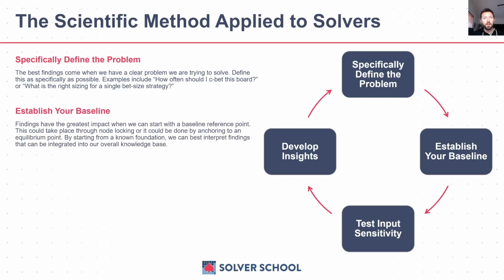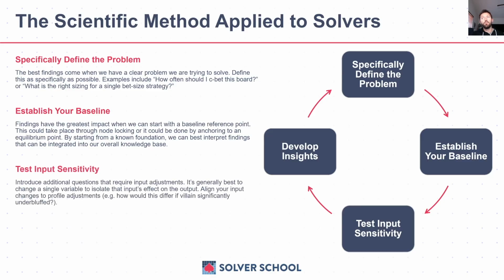The next step would be to establish your baseline. Your findings are going to have the greatest impact when we can start with a baseline reference point. And that could take place through things like node locking, which we'll cover in the next module, Module 5, or it could be done just by anchoring to an equilibrium point and changing some baseline inputs one after another. But by starting from a known foundation, we can interpret our findings better than we can by just haphazardly starting from some random reference point. And ultimately, that can help us integrate our findings into our overall knowledge base by anchoring our findings to something.